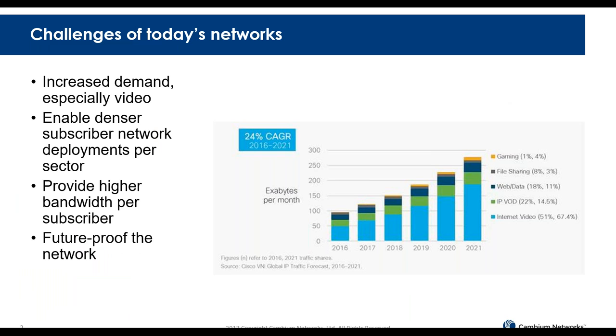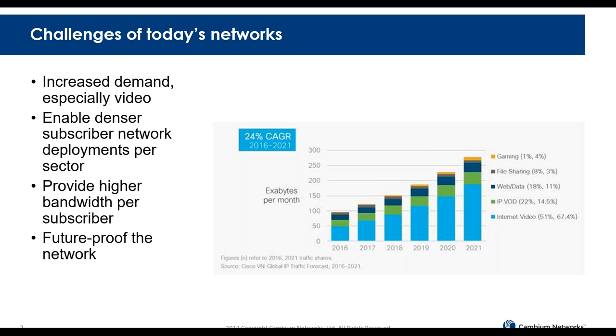Okay, there you go. It's been increasing year over year, and it is expected to keep increasing over time. From an access point of view, the increased demand can be seen in two different ways. One way is having a denser sector, meaning more subscribers per sector. Another way is to have the same number of subscribers per sector, but now each subscriber is requiring a higher throughput. Either way, the access point needs to be able to handle a higher capacity.